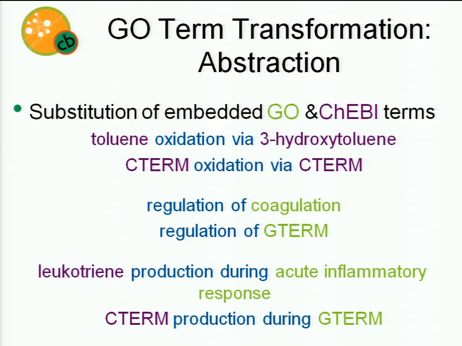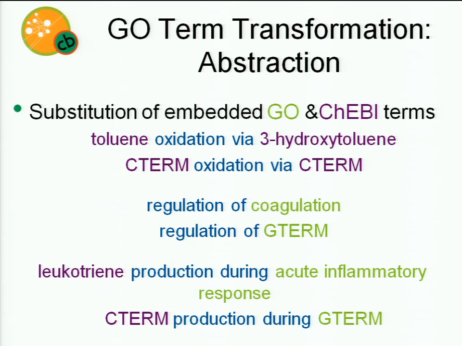We do three transformations, the most important of which is abstraction. What abstraction corresponds to is the substitution of embedded gene ontology and ChEBI terms. ChEBI, excuse me, is another ontology. It stands for chemical entities of biological interest, and they are chemical entities. And the gene ontology terms often reference particular chemical entities. And so what we do is we simply look for gene ontology terms which contain terms from either the gene ontology itself or the ChEBI and abstract them with a variable representation.